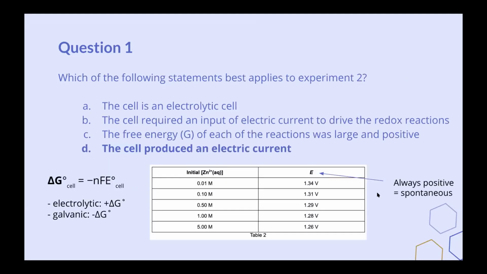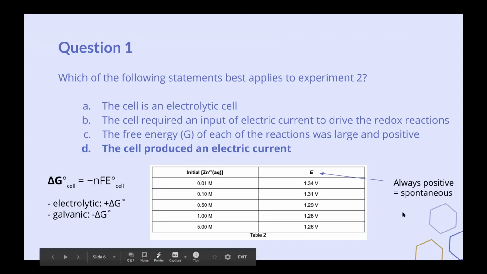Okay, so for this question, you have to look at table 2 in the passage. So we see the reduction potential change with each changing concentration of zinc ions, and these values are all positive. So thinking back at the spontaneity equation for electrochemical cells, where delta G equals negative N times F, the Faraday's constant, and the difference in reduction potentials of the two cells, so E cell, a positive value of E must mean that the delta G is negative. If delta G is negative, then the reaction is spontaneous, and only galvanic cells or voltaic cells are spontaneous. So D is our answer.